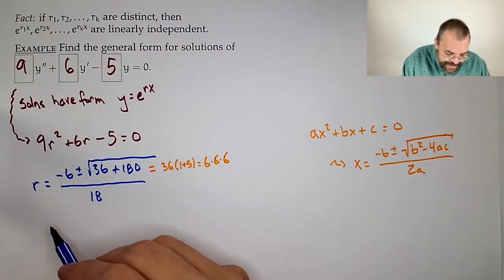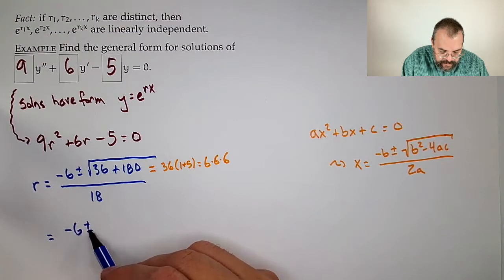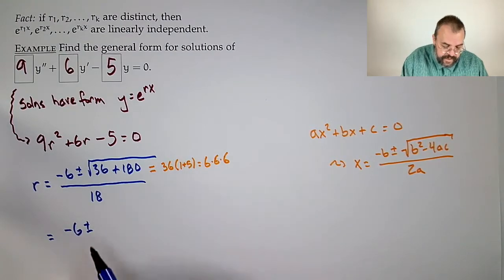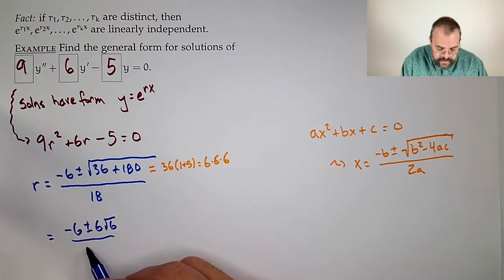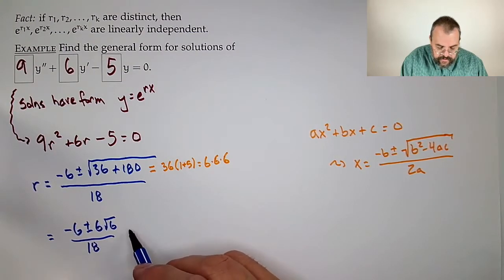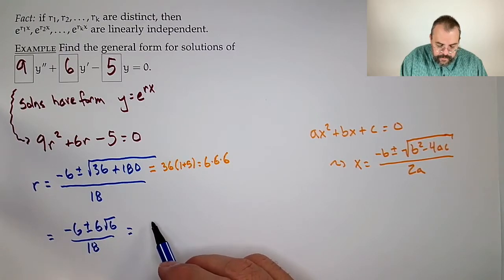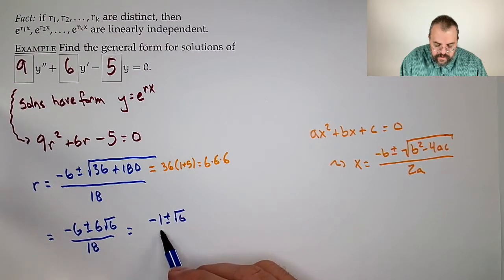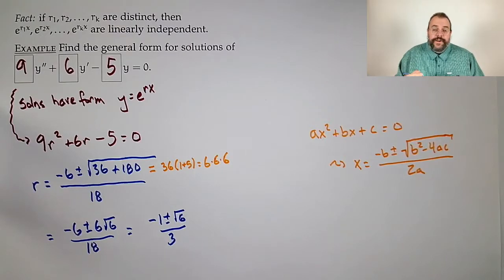So what does this become? Well, it becomes -6 ± ... Since we're taking the square root, we can take two of the 6s and pull them out: 6 times the square root of 6, all over 18. Well, okay, 6 we can pull out and divide into 18. So we can write this as (-1 ± √6) / 3. All right, so there we have it. There are our two roots.